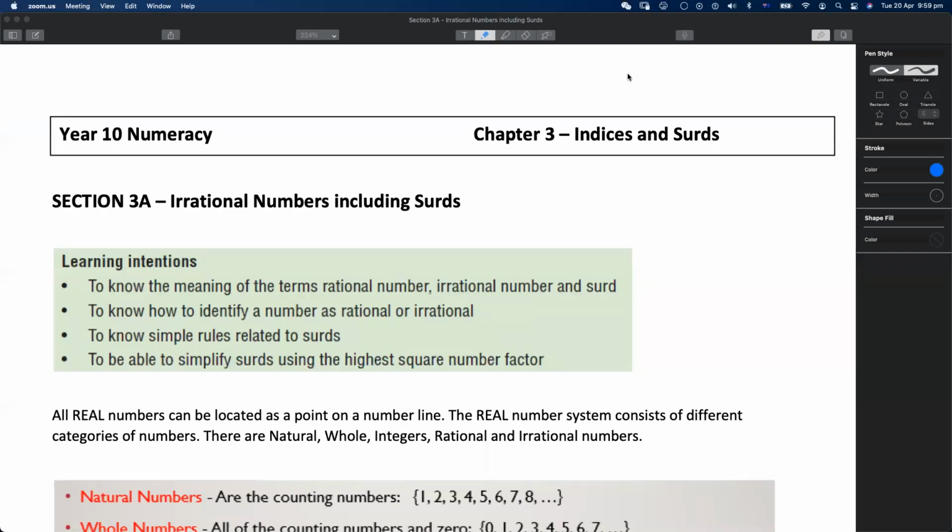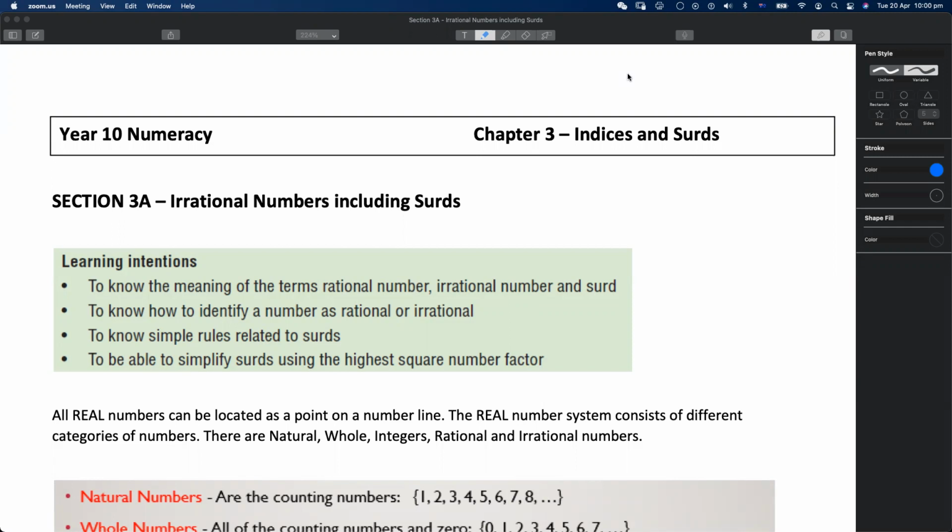Hi guys, this video is about Year 10 Numeracy Section 3A Irrational Numbers including surds. Before we start, I just want to say, please feel free to pause the video or replay the video as many times as you want. Sometimes you would rather stop the video and understand the concepts before moving on.